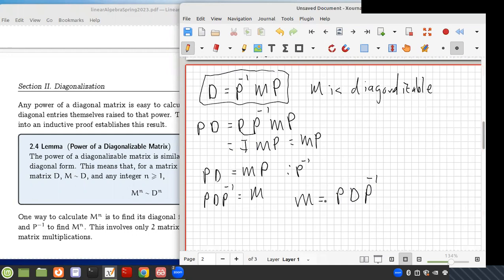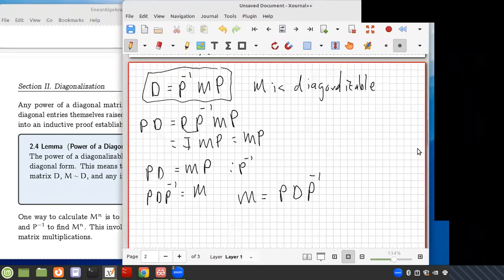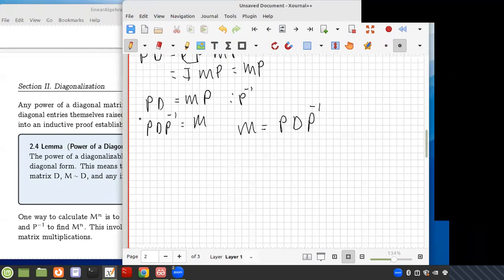I sometimes try to write these down, because you can forget whether the inverse should be on the left or the right. Okay, let's see. How does this help with the problem of finding the power? Let's look at the nth power of this matrix. Now, let's just do the square first. Well, this is just M times M, right? Well, then we can just substitute this formula for each one of these M's, and we'll have P D P inverse for the first one, and then P D P inverse for the second one.